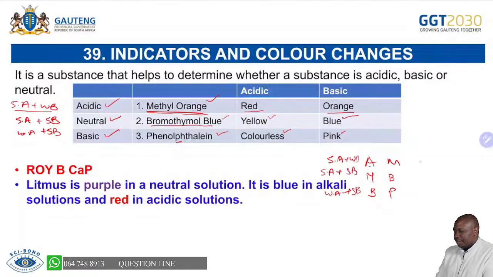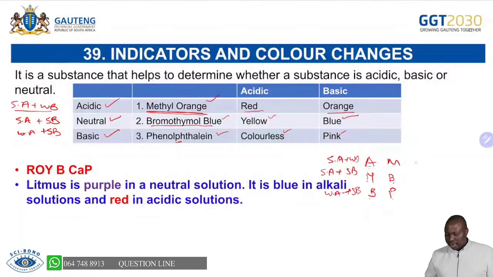MBP. The M is for methyl orange. You use it for acidic solution. Bromothymol blue, you use it for your neutral solution. And phenolphthalein, you use it for your basic or alkaline solution.